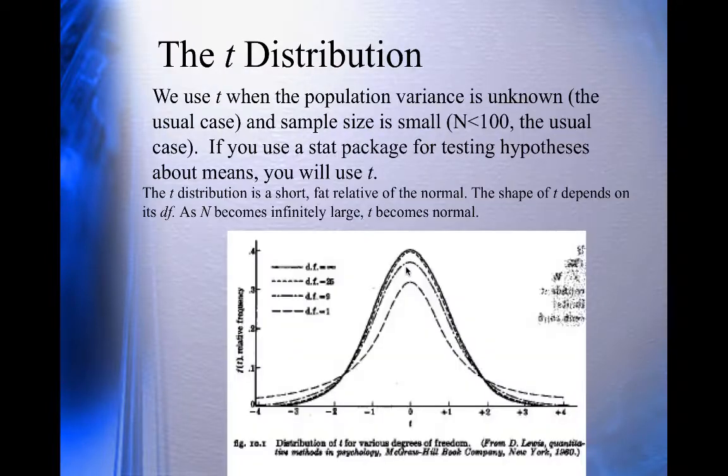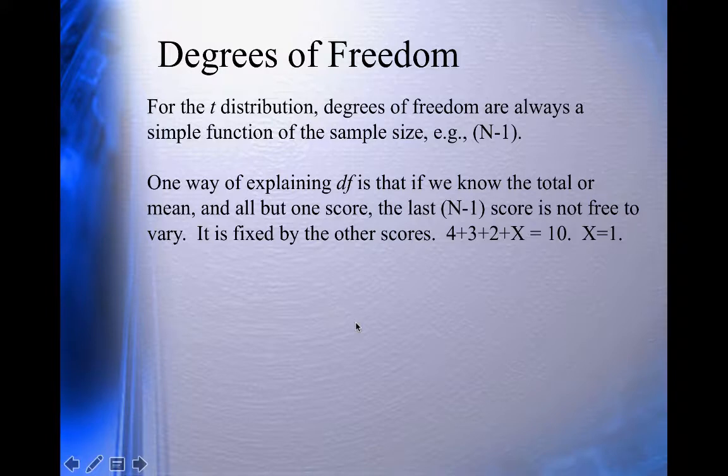Degrees of freedom. All right, so here you see the shape of the t-distribution depends on its degrees of freedom. And degrees of freedom are always a simple function of the sample size. So n minus 1 or n minus 2 or n minus 3, something like that. One way of explaining degrees of freedom is that if we know the total or the mean, and we know all but one score, that last score is not free to vary. So it's fixed by the other scores. So if 4 plus 3 plus 2 plus x is 10, then x has to be 1. So there's 1 degree of freedom here, one thing that's left to vary. All right, so that's degrees of freedom.